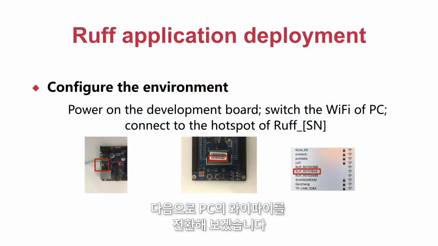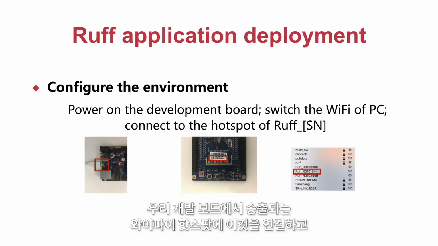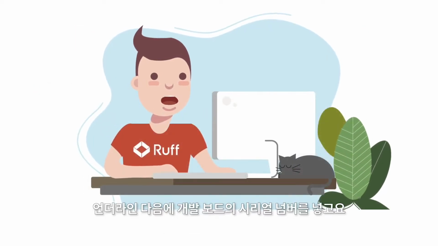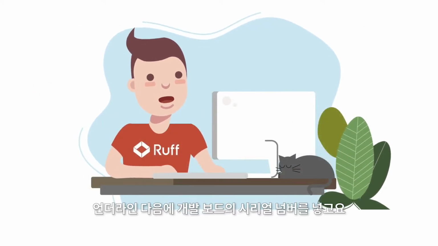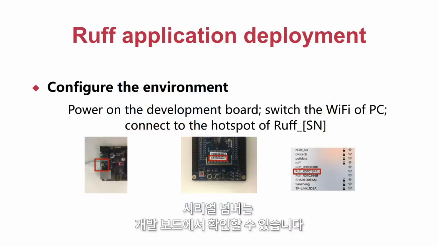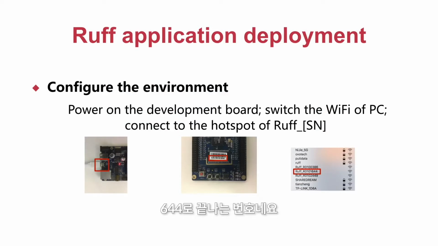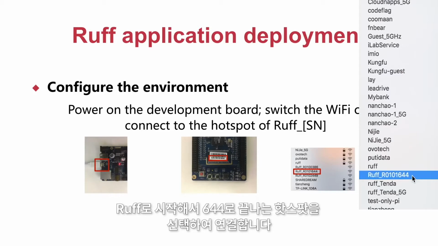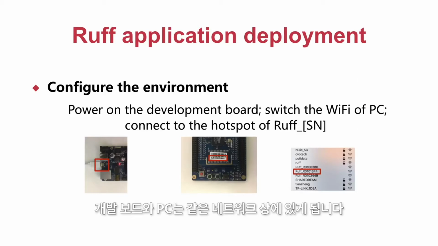Next, what we are going to do is switch the Wi-Fi of our PC. We connect it to the Wi-Fi hotspot, which is emitted from our development board. And the name of this hotspot is Ruff, underscore, followed by the SN, or the serial number of the development board. As for this SN number, we can see it on the development board. And the number here ends in 644, so we can find it in the Wi-Fi list, which is a Wi-Fi name starting with Ruff and ending in 644, and then click to connect it. After it is connected, our development board and the PC are in the same network.